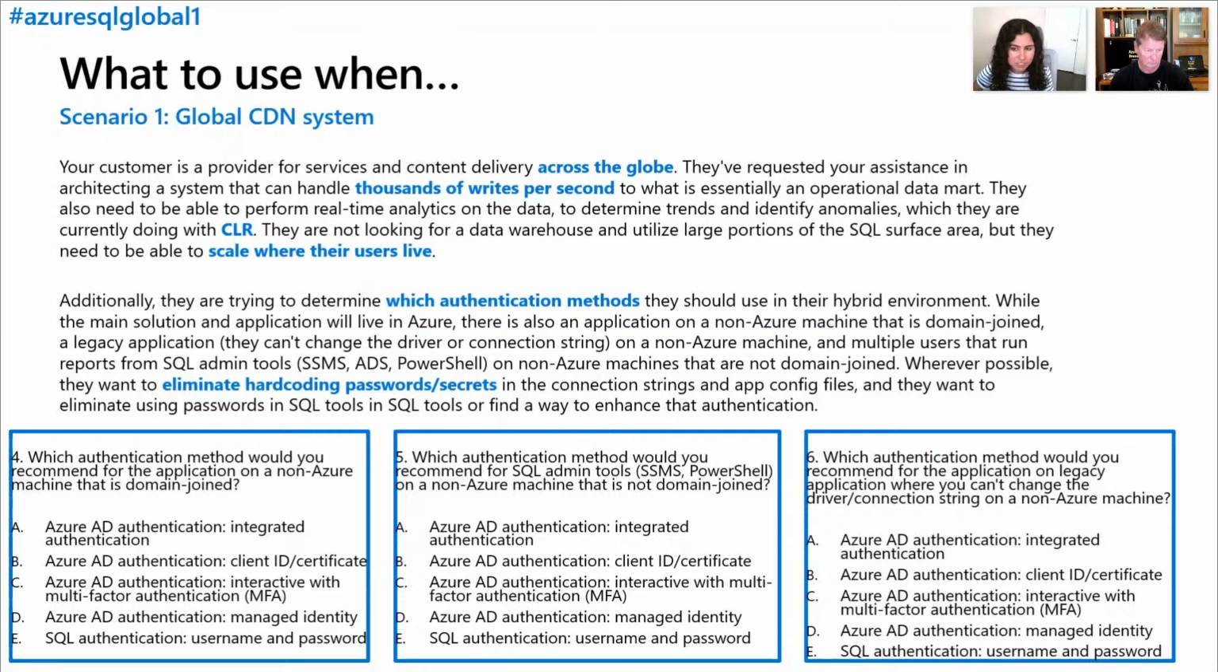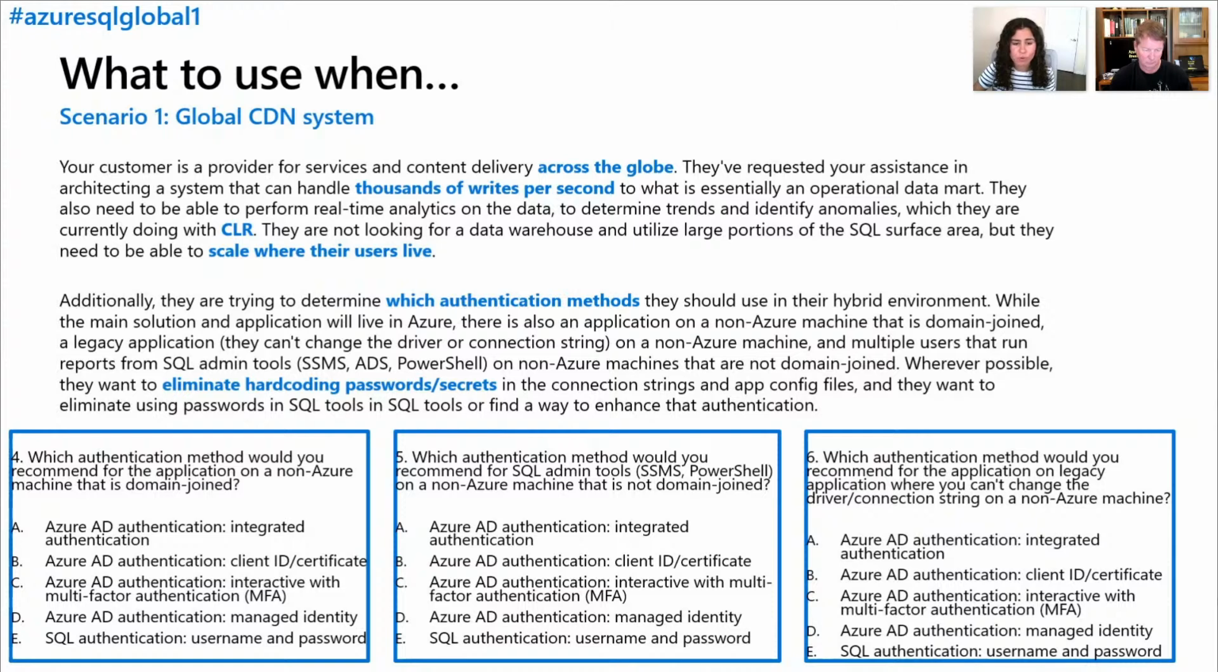So for the next 3 questions, take it just like before: take a few moments and try to come up with an answer to each of these questions. We're going to put them all up, but we'll give you a few minutes to answer them. These questions are all about figuring out what the authentication method is. For example, question 4 is for an application on a non-Azure machine that is domain joined, so non-Azure but domain joined.